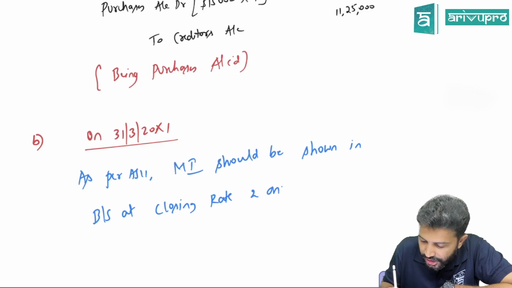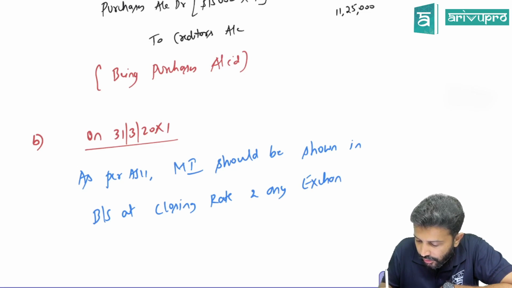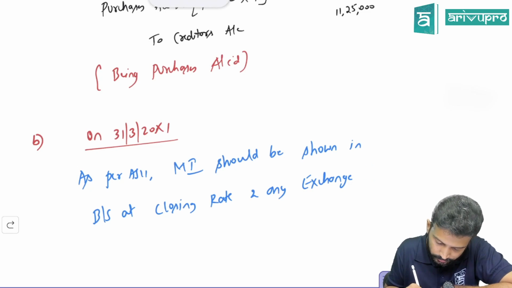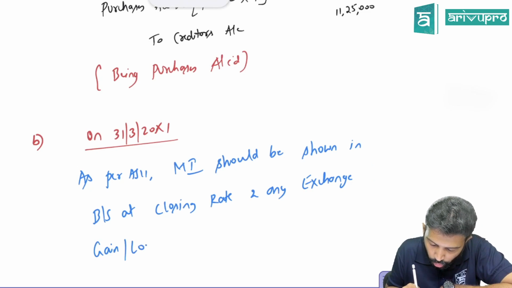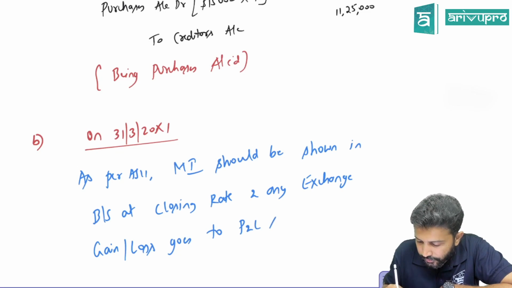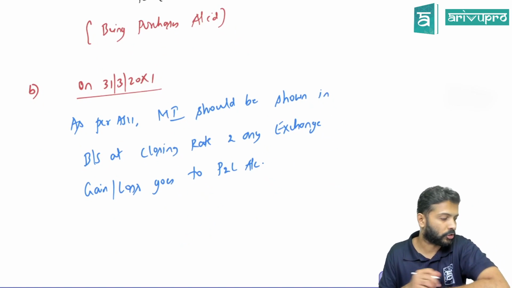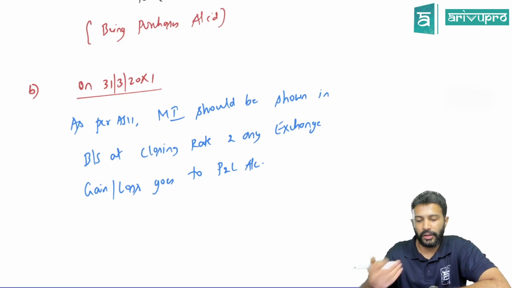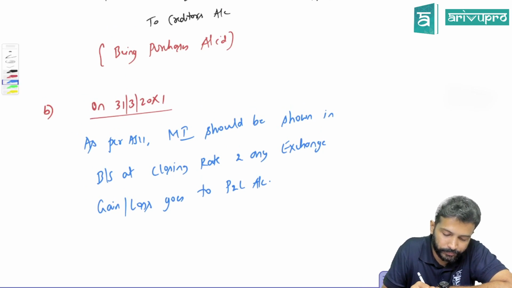And any exchange gain or loss, where it will go? Any exchange gain or loss goes to P&L account. That's your provision. Now, can I utilize those provision and pass a journal entry?